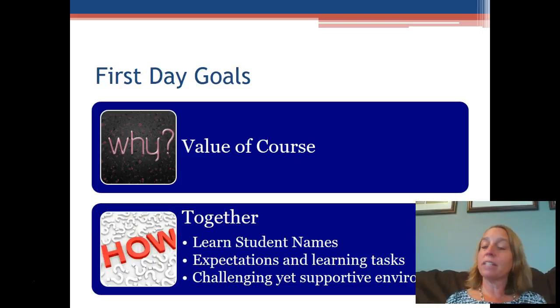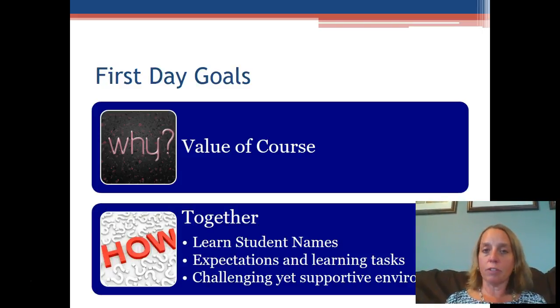Then I always think it's essential that you're starting to create a sense of community. Knowing students' names goes a really long way. It's a powerful strategy. And I know it's a challenge, especially if you're teaching multiple sections with many students. But if you can put a name to the face, that really speaks volumes to students about how much you care. So I think that's essential.